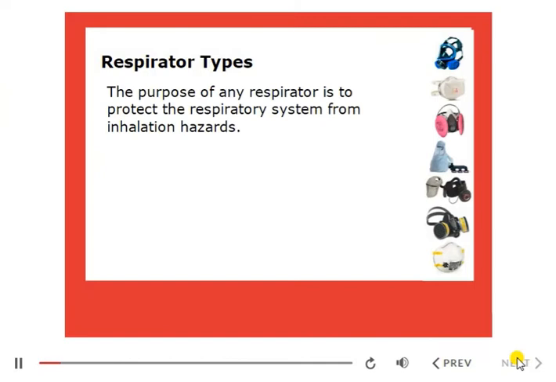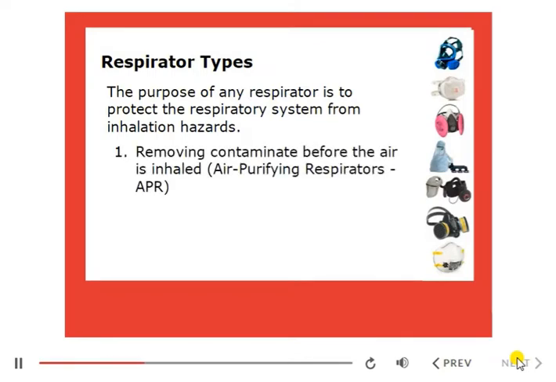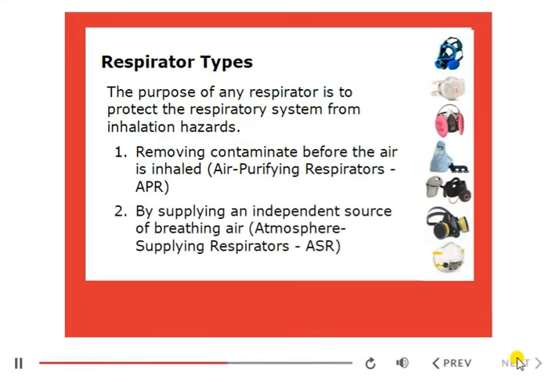The basic purpose of any respirator is to protect the respiratory system from inhalation hazards. Respirators provide protection in one of two ways. The first is by removing contaminants before the air is inhaled. This type of respirator is called an air purifying respirator, or APR. The second is by supplying an independent source of breathing air. This is called an atmosphere supplying respirator, or ASR. Click the buttons below for a description of each type. You will be able to proceed to the next slide after viewing each description.